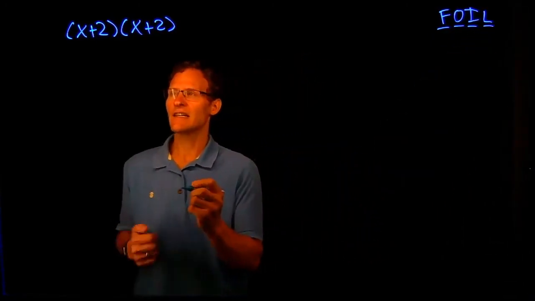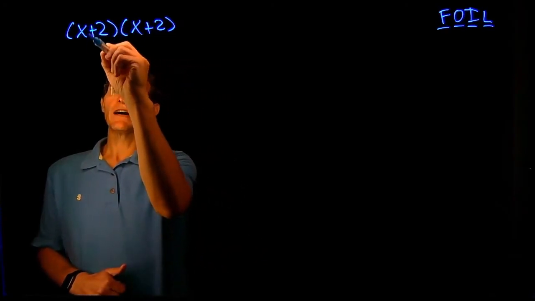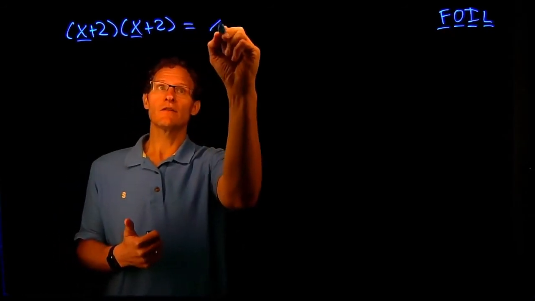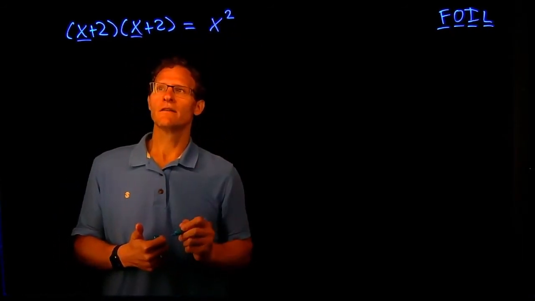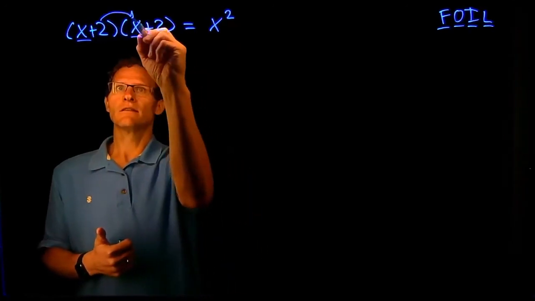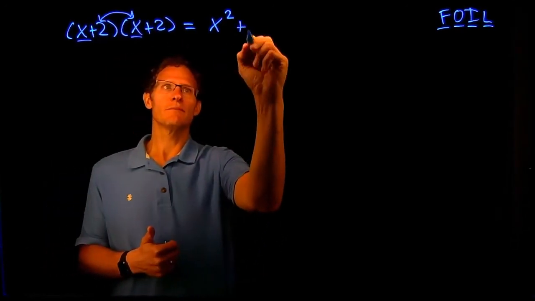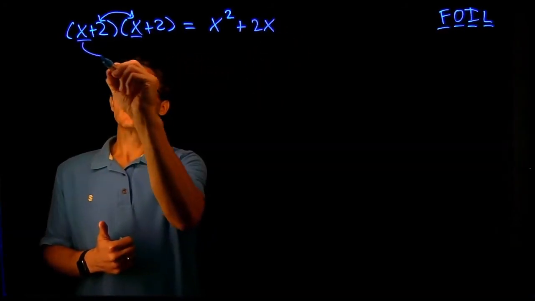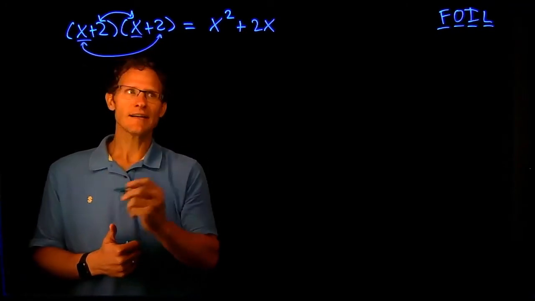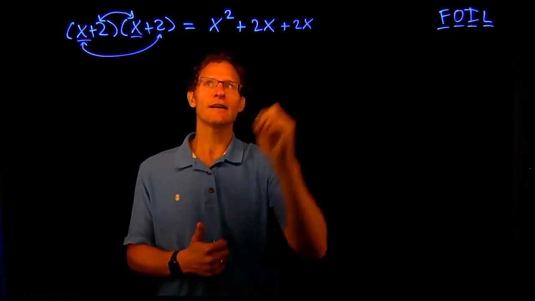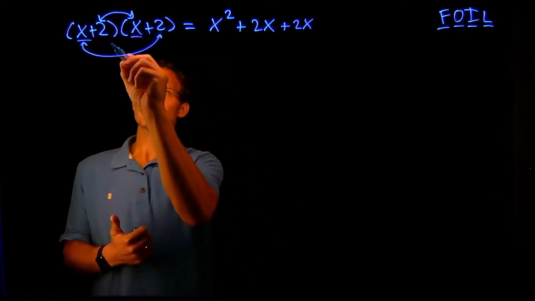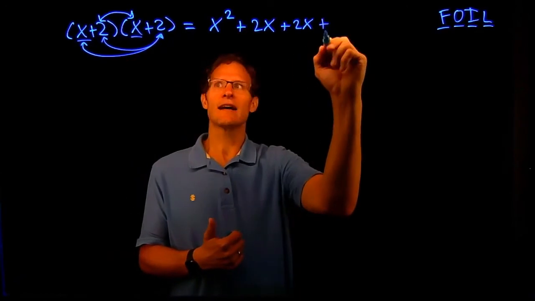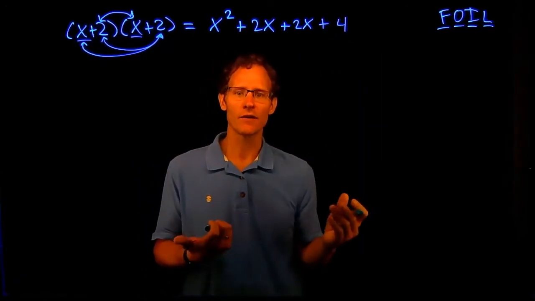So the idea here is we are going to multiply the first numbers together. So in this case it's x and x. So here we have x times x, or x squared. Our insides, that's 2 and x. So we're going to do plus 2 times x, or 2x. The outsides are again 2 and x. So we have plus another 2x, and then the lasts. So that's going to be our two values of 2 here. First, outside, inside, and last is a 4.